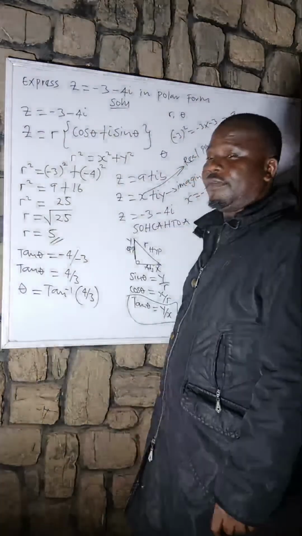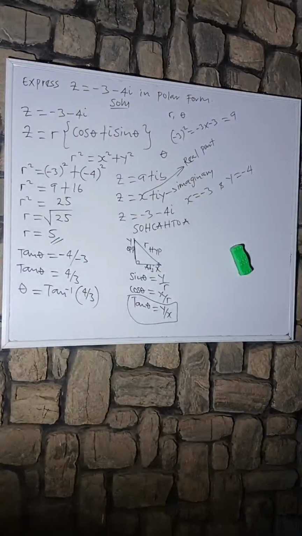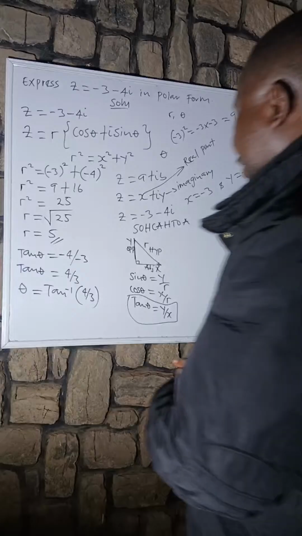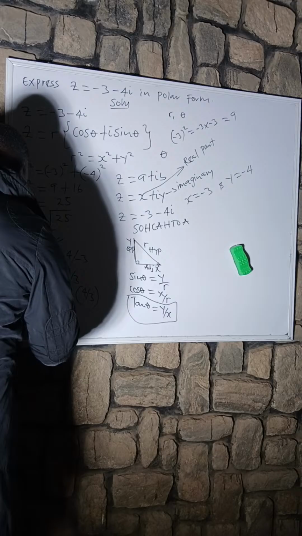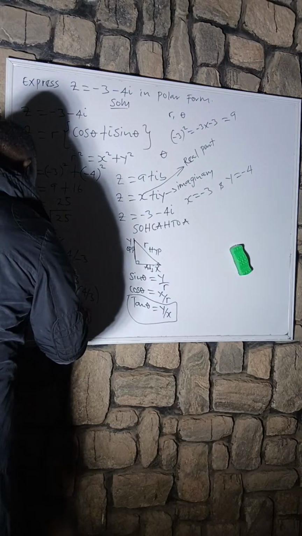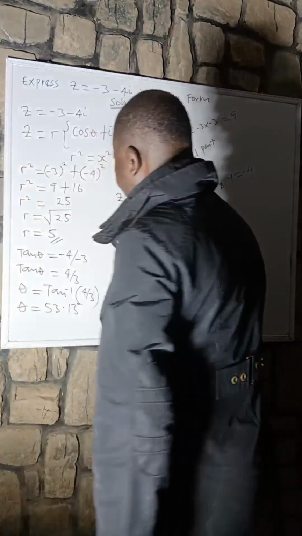I want you to do this. What is the tan inverse? Please look at the board and do it very fast. What is the answer? Nobody is helping us here. I think tan inverse of 4 over 3 is 53.13. So far so good. Our theta is equals to 53.13 degrees.